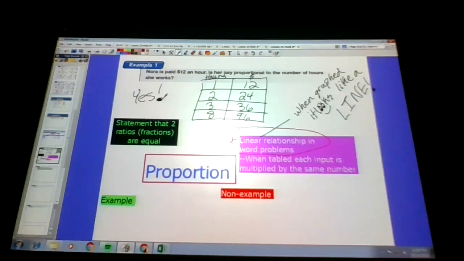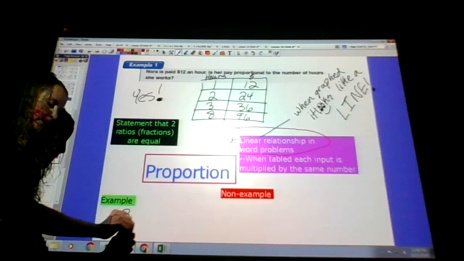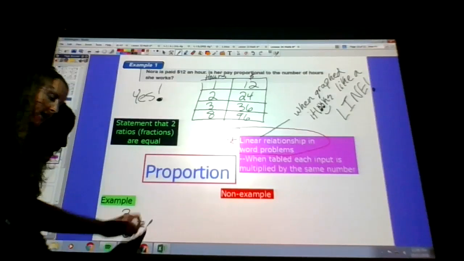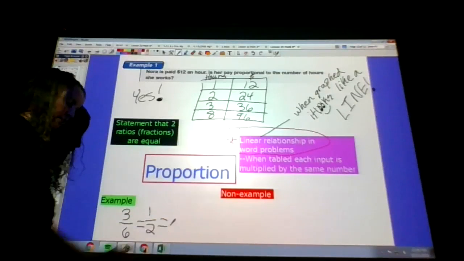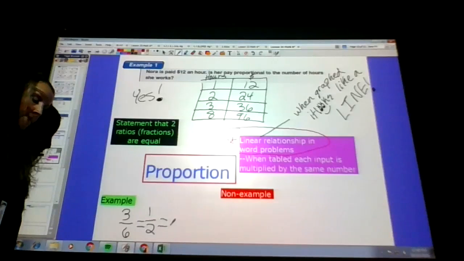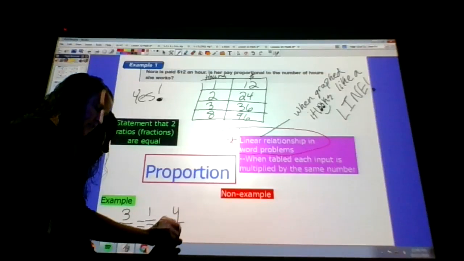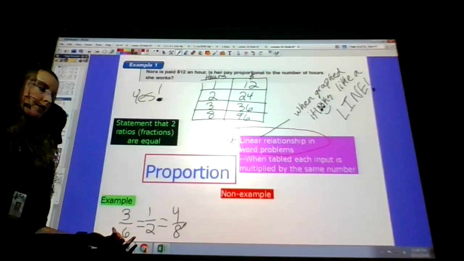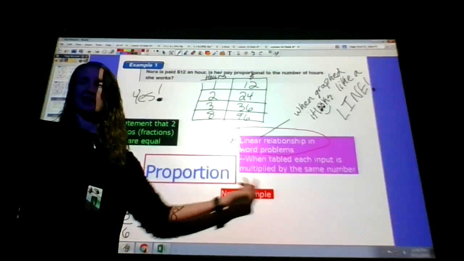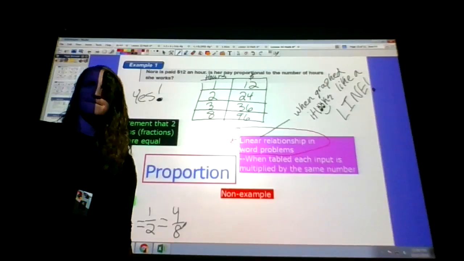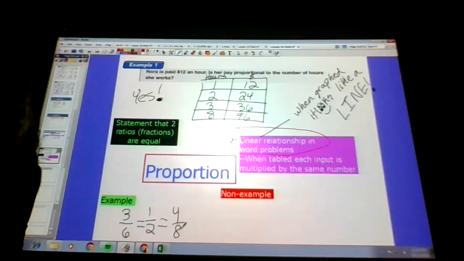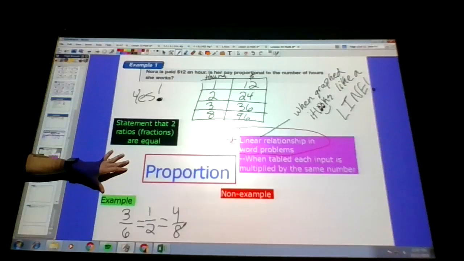So an example of a proportion. Well, here's one example of a proportion. What could you put on the other side? Half. What else could you put on the other side? 4/8. What else could you put? 5/10. Yeah, anything that would equal 1/2. That's a proportion. A non-example would just be one side not equal to the other, right? Like 1/7. So, all right, do we have any questions on this one? No. So proportion, fraction equal to a fraction.